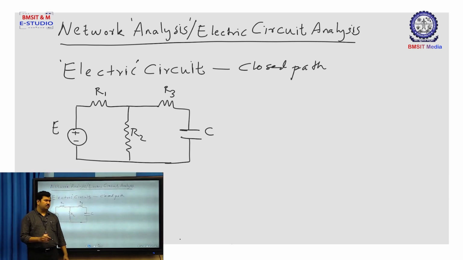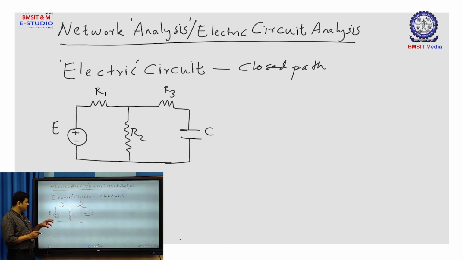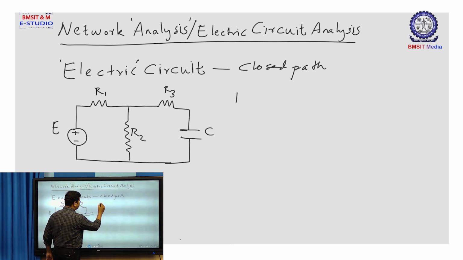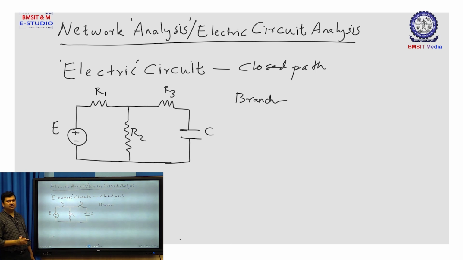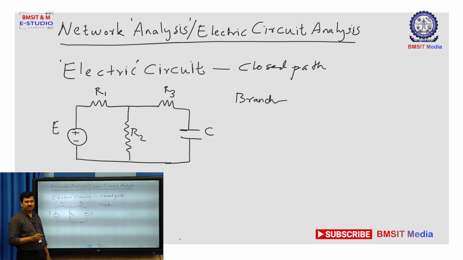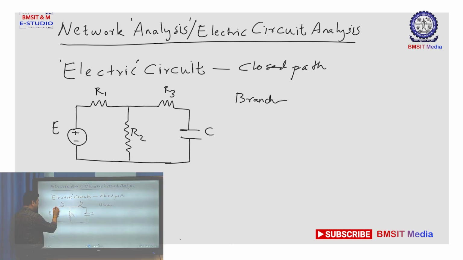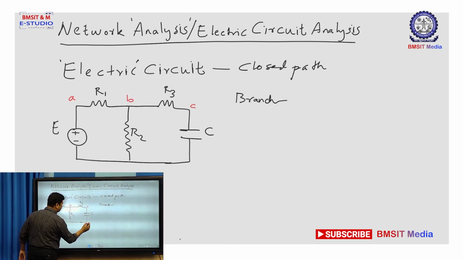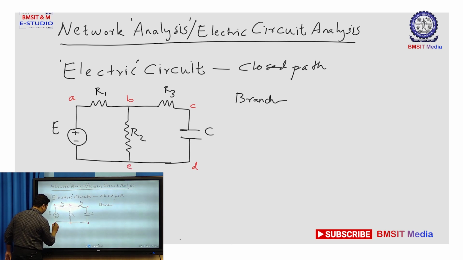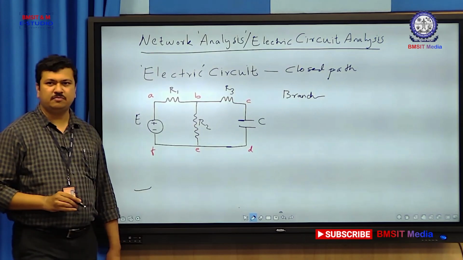It is not enough for us to know only what the electric circuit is. There are certain parts of this electric circuit which we should know. The first part is a branch. What is a branch? A branch is the path in the circuit where the current flows. It is a part of the circuit where the current flows. So, let me first name this circuit. Let the corners be A, B, C, D, E and F.